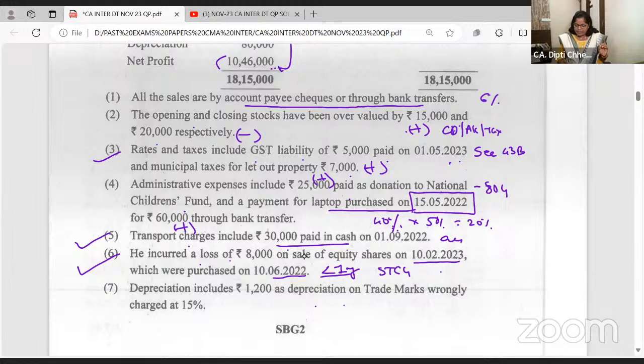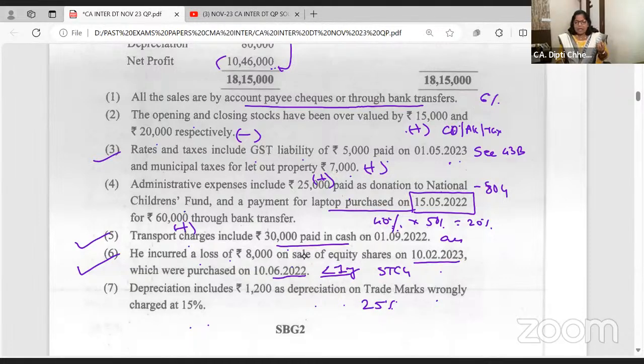Depreciation includes 1,200 depreciation on trademark, which is charged at 15%. Patents, copyright, trademarks, they are all to be depreciated at 25%.